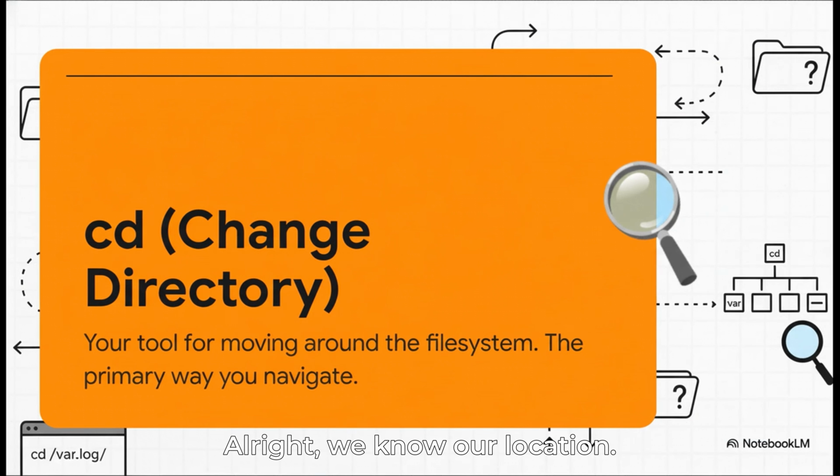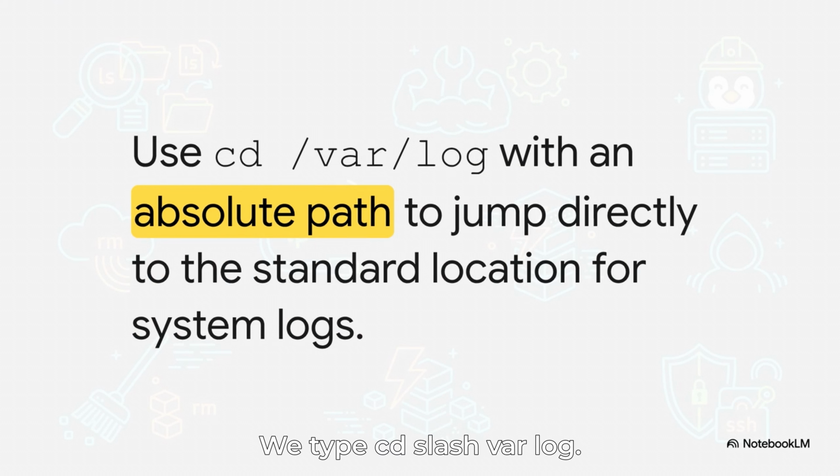All right, we know our location, we can see what's around us, now it's time to actually move. We do that with cd, which stands for Change Directory. This is how you navigate. And check this out. We type cd /var/log. That slash at the very beginning is super important. It means we're starting from the absolute top of the file system and jumping directly to var log. And that is the standard home for pretty much all system logs.